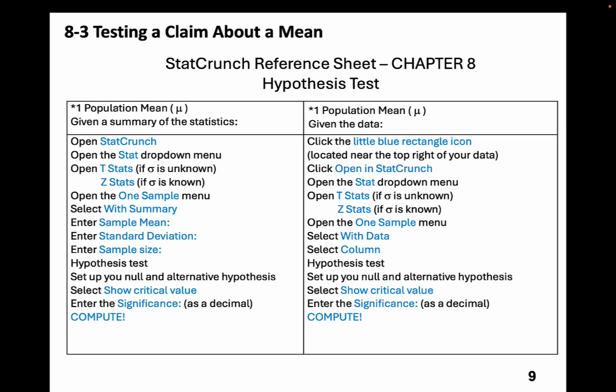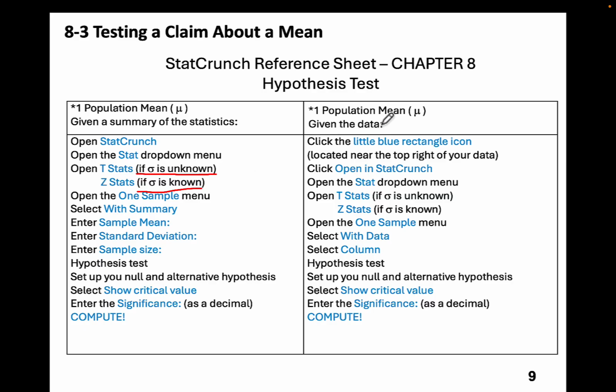Ooh. Not another one yet. First, 8.3. We're going to test a claim about a mean. All right, we know in this class that if we're doing anything that has to do with a mean, we might have to use the student t distribution instead of the normal distribution. So here, same situation. If the claim is about a mean, we're going to have to decide which distribution to use. And it always comes down to sigma. If sigma is unknown, we'll use t. If sigma is known, we'll use z.